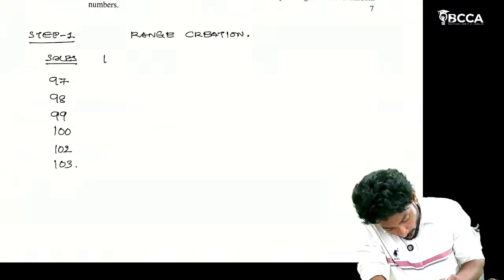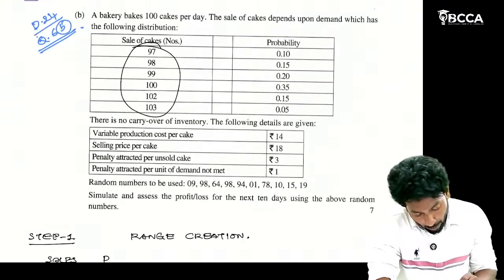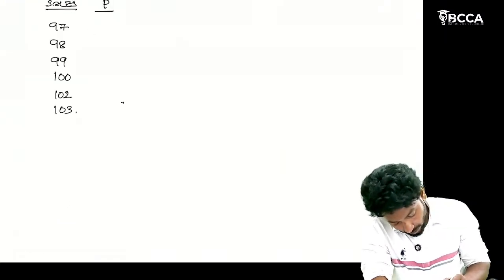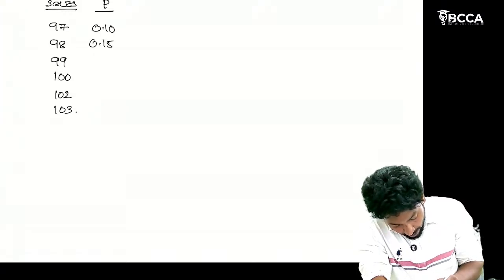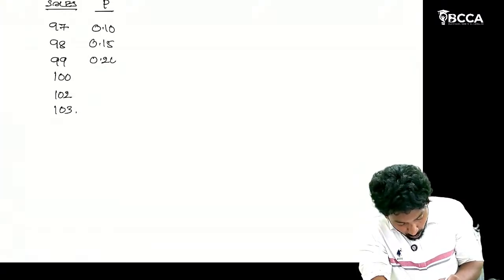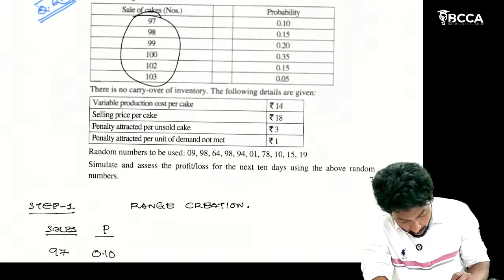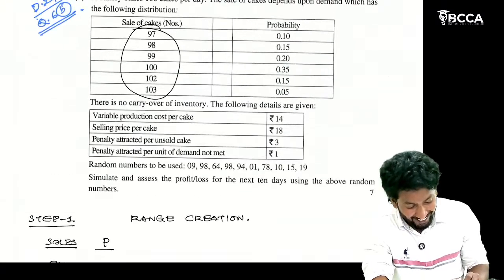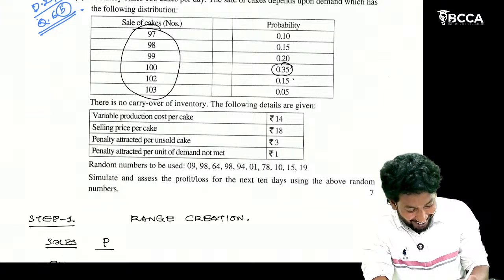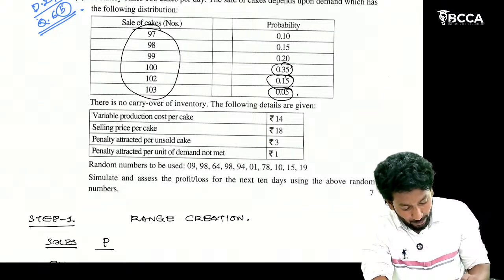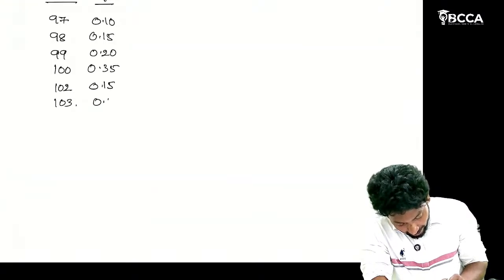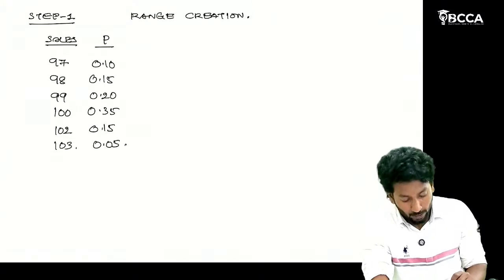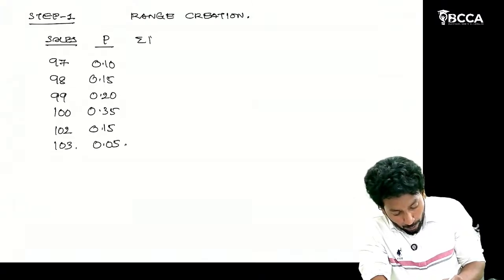Next one, probability values. Directly they have given probabilities: 0.10, 0.15, 0.20, 0.35, 0.15, 0.05. Okay, so you can write the cumulative probability.